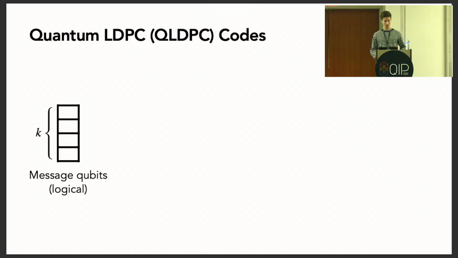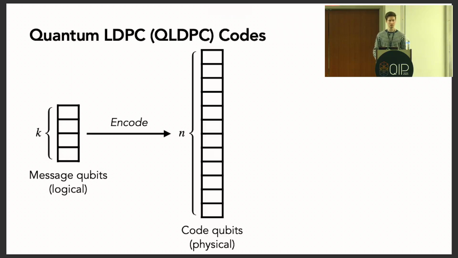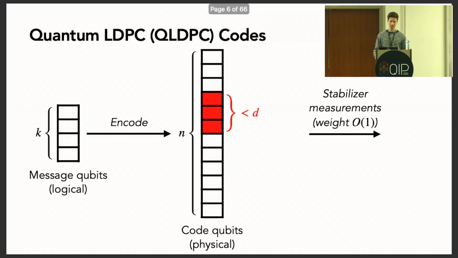And to start off, I'll just give a brief recap of quantum error correction with quantum LDPC codes. In just the very generic setup, we have some number k of message qubits, or logical qubits, which we encode into some larger number n of physical qubits, such that if some number, say up to d, of our physical code qubits are corrupted, then we can perform some stabilizer measurements and recover our original message.